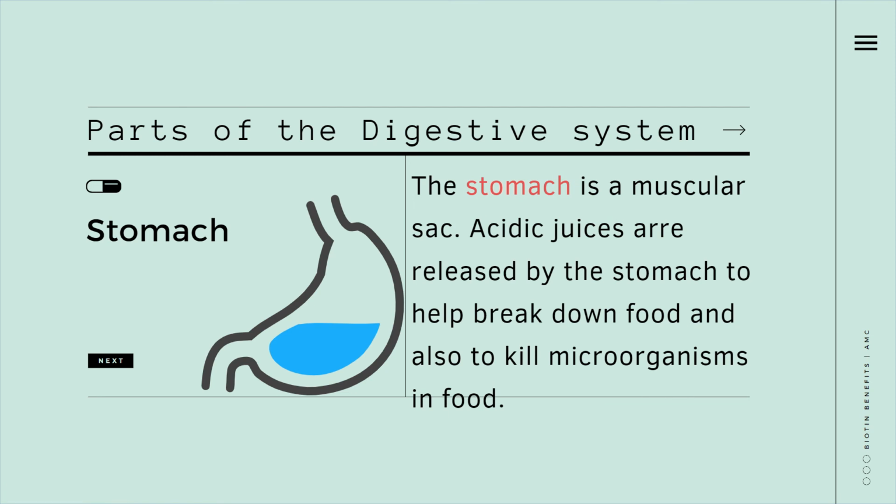Next, what is it? Can you see the picture? Everybody say stomach. Stomach. So what does the stomach do? The stomach is a muscular sac.